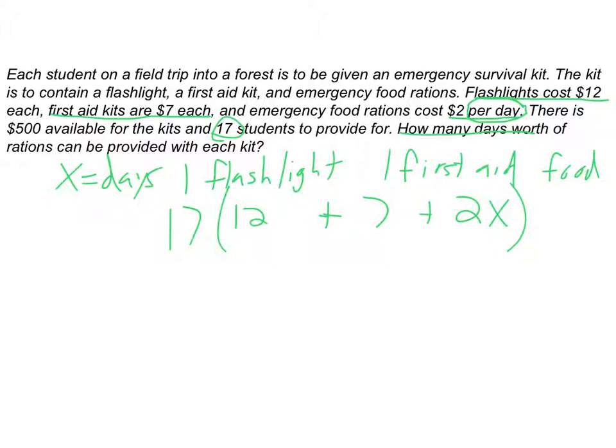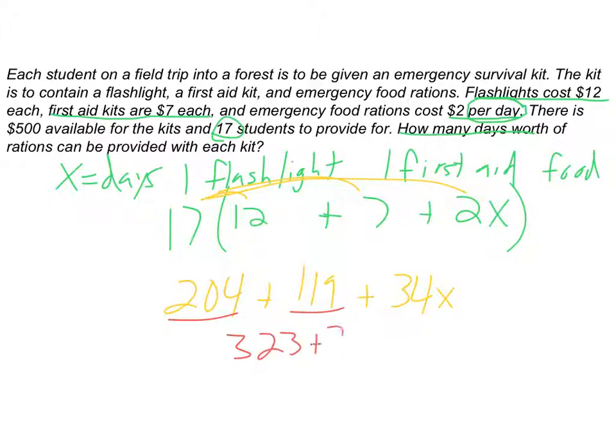So we are going to distribute. I'm going to multiply everything in here by 17. 17 times 12, if I type that into my calculator, I get 204. 17 times 7 is 119. 17 times 2x gives me 34x. Now I can add these two numbers together and get 323. I have $500 to work with, so I'm going to set that equal to 500, and I'm going to solve for x.